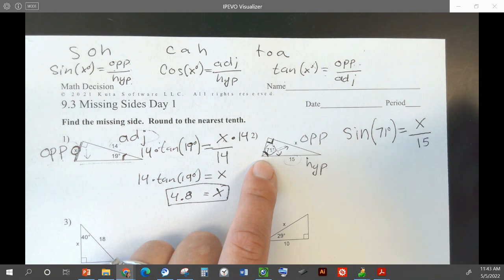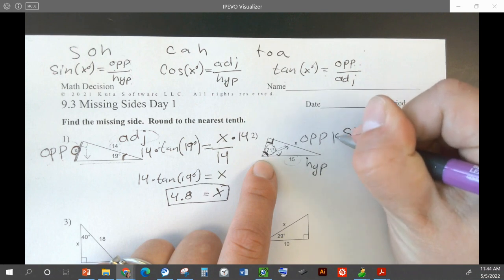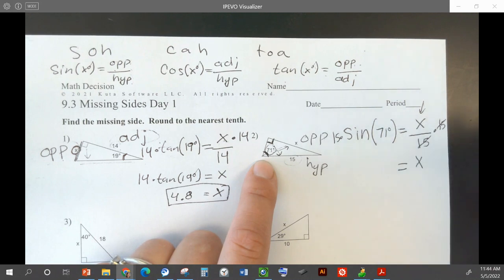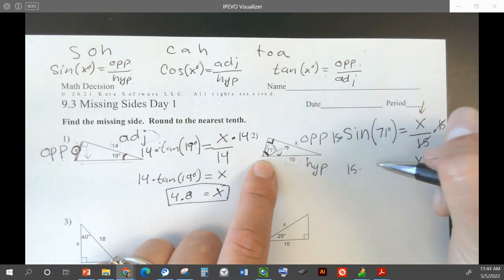Okay, question so far? All right, what's next? What are we going to do? We need to find x. How are we going to do that? Perfect. Times by 15, both sides. So 15 divided by 15, that's why we did that. It cancels out, gives us 1x. And we have 15 times sine of 71.